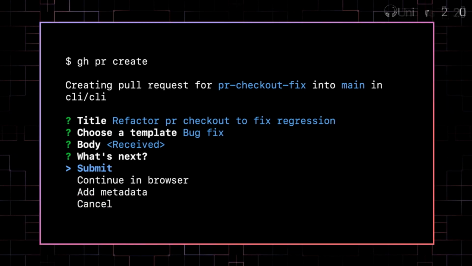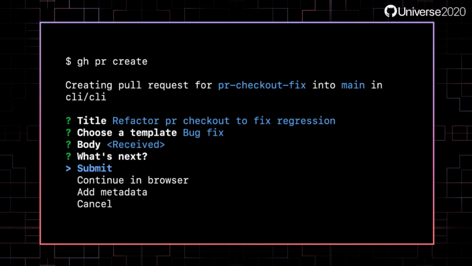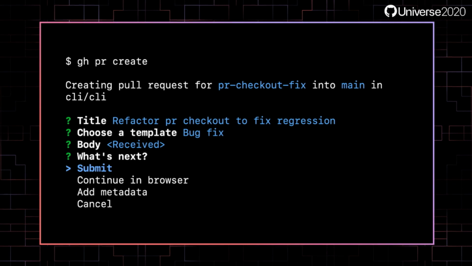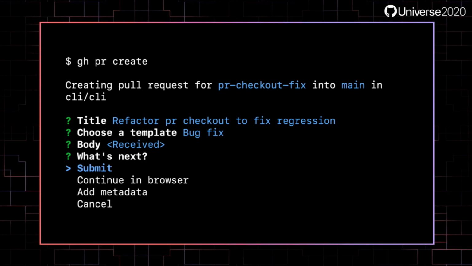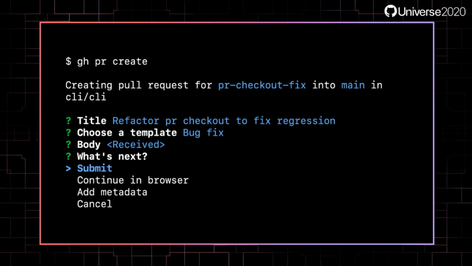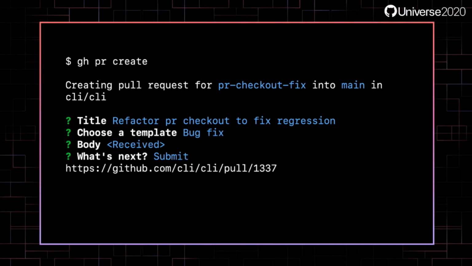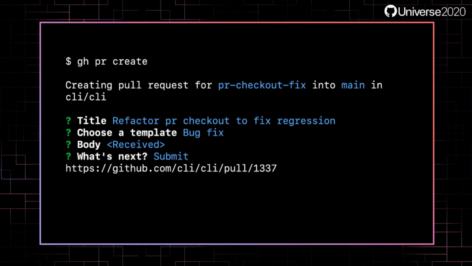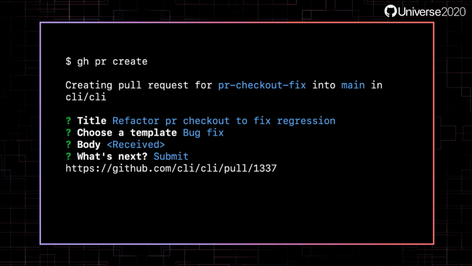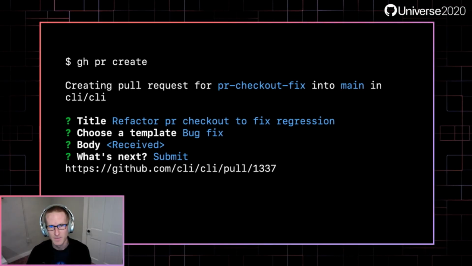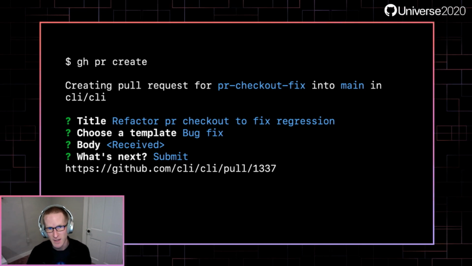And when we're all done, we can add metadata like labels and assignees if we want, or even preview our PR in the browser prior to submitting it. In this case, especially since our goal is to reduce context switching, we'll just go ahead and submit it right here from our terminal. And our PR is submitted. We get this nice link as output if we want to go check it out in the browser, or we can move on to whatever's next.